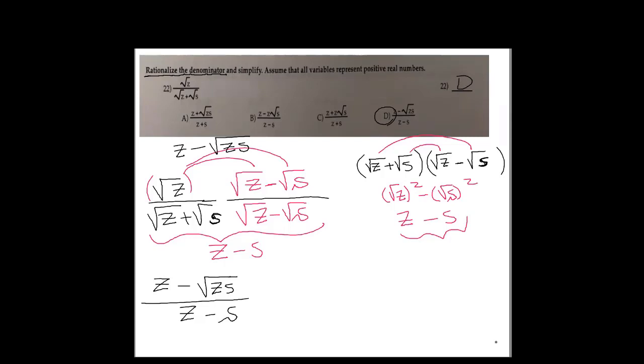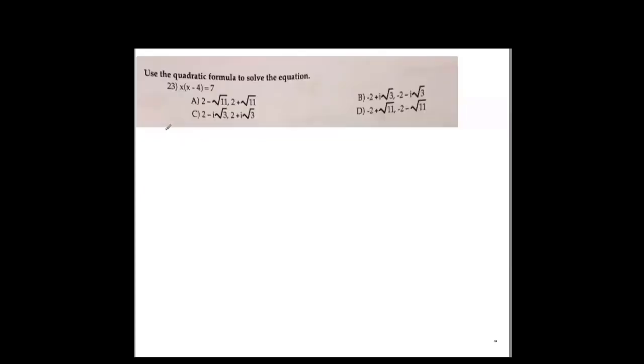Okay, here we have an equation, x times x minus 4 equal to 7. It says use the quadratic formula to solve for that. So this is a hint. The quadratic formula applies if I get the problem to the form ax squared plus bx plus c is equal to 0. If I get it to this form, then I can solve for x, which would be minus b plus or minus the square root of b squared minus 4ac, divided by 2a. So that is the quadratic formula. You need to remember that.